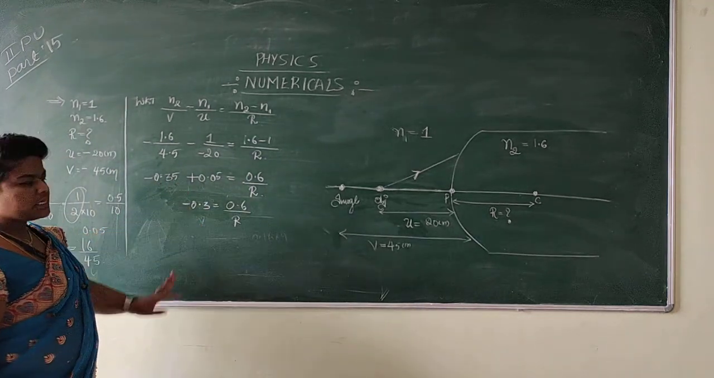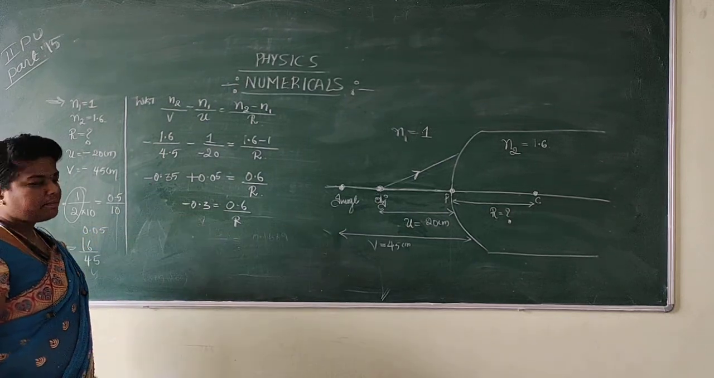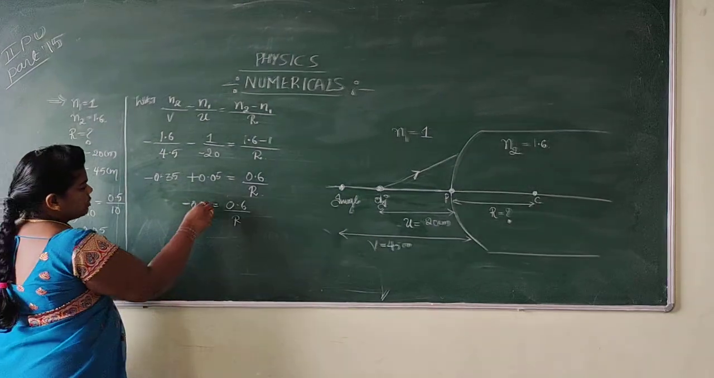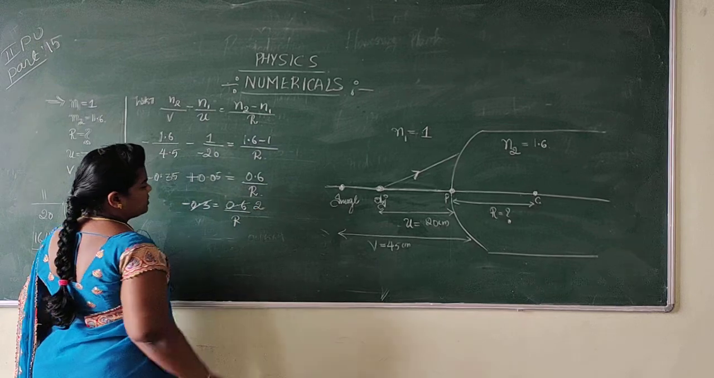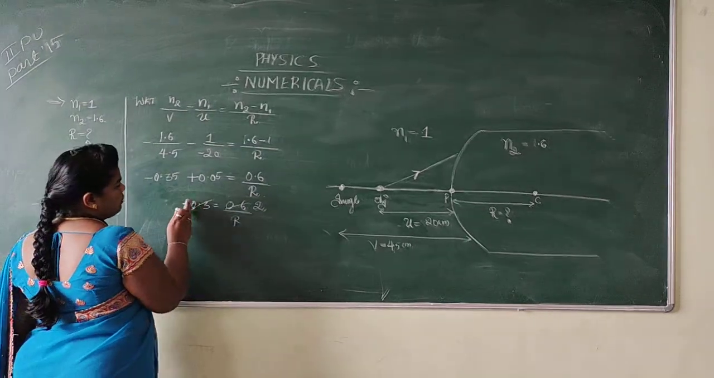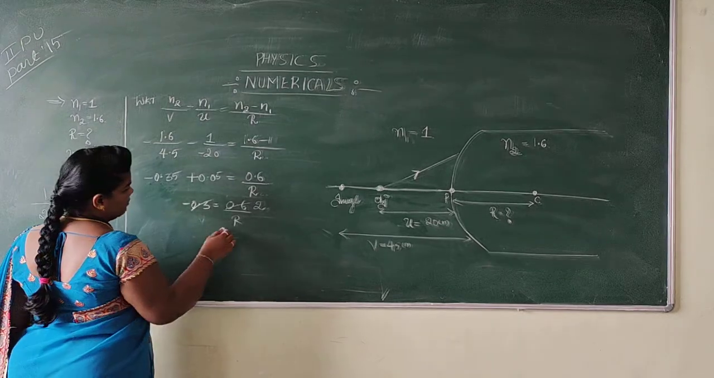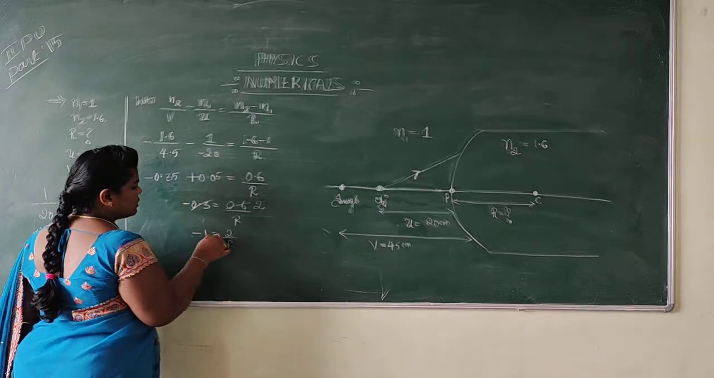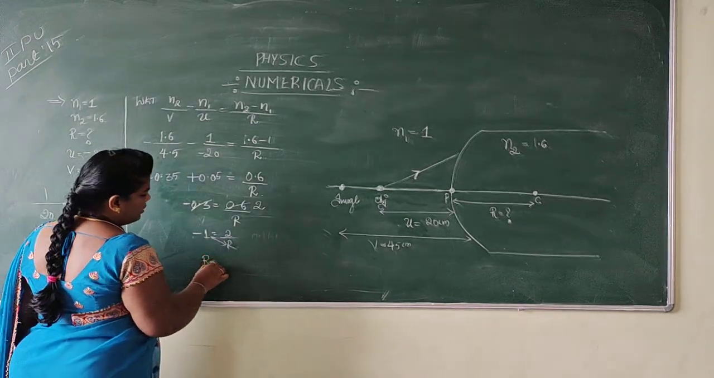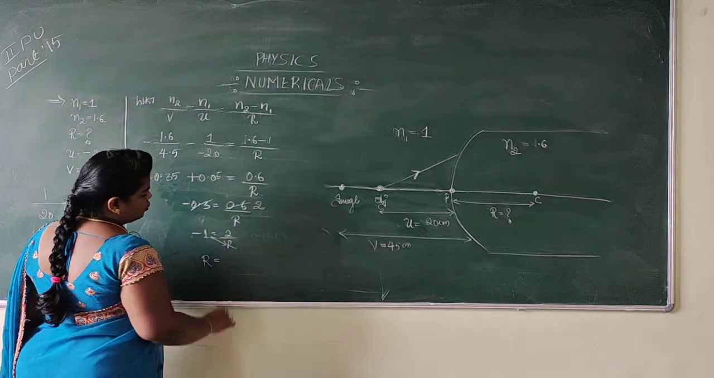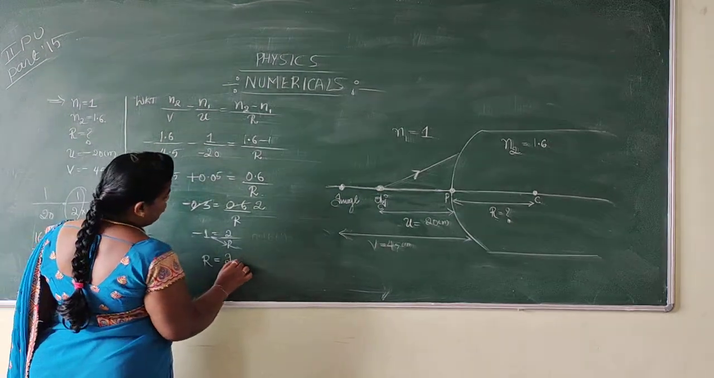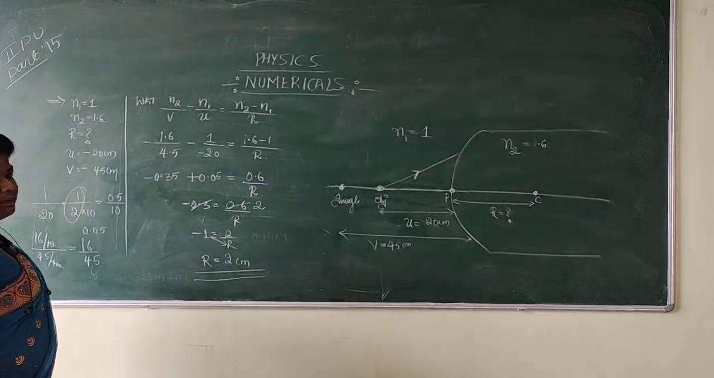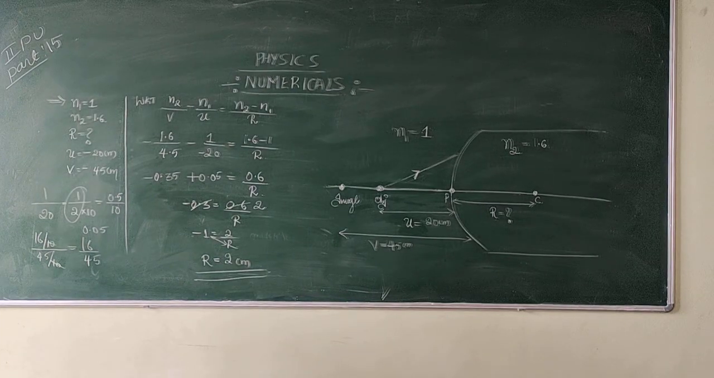Because if we subtract 0.05, the greater number is 0.35, so we put the minus sign. Here, subtracting 0.05 you get 0.3. So 0.3 into 2 is 0.6. The 0.0 goes, 3 into 2 is 6. So minus 1 is equal to 2 by r. Right? Doing cross multiplication, r becomes equal to 2 centimeter. Just cross multiplication, r becomes equal to 2 centimeter.